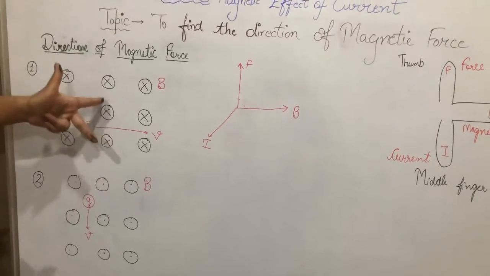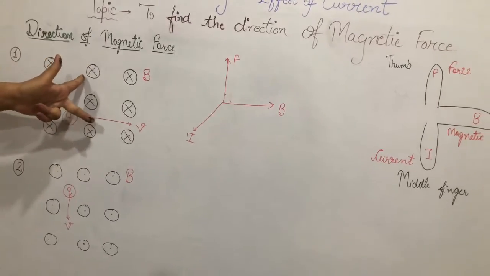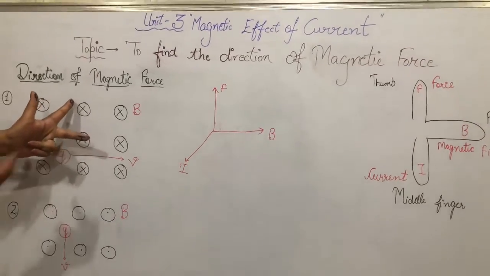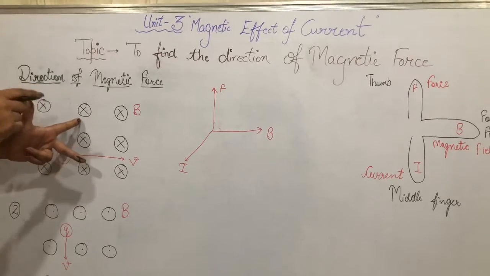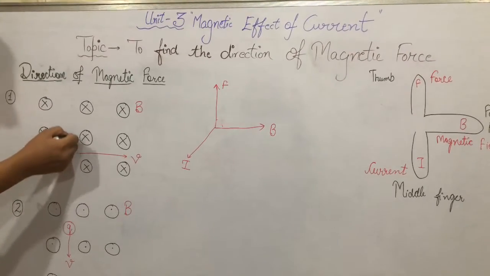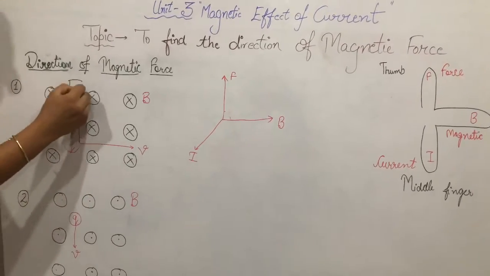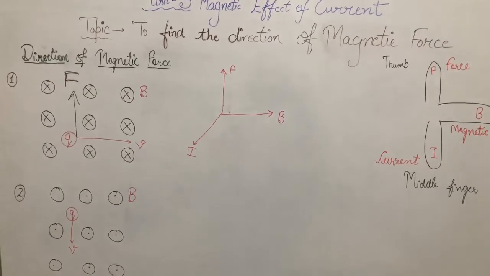Your thumb points upward. Okay, magnetic field inwards and V is in this direction and your thumb will point upward. So force direction is upward. In this case, force direction is upward.